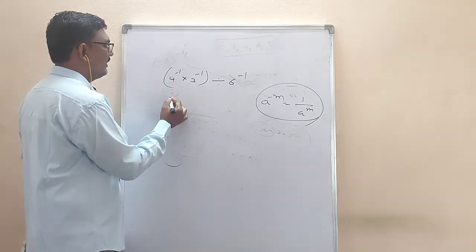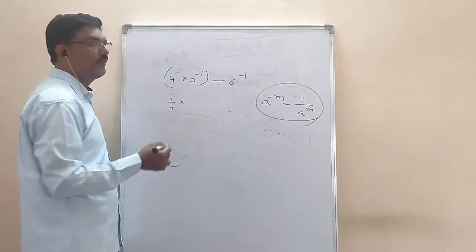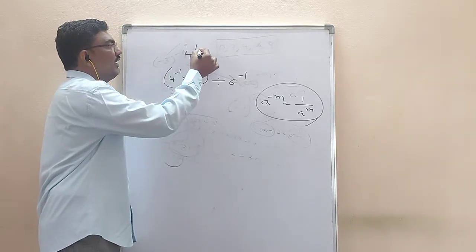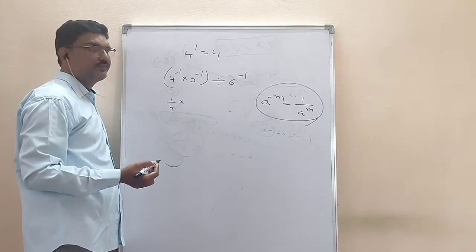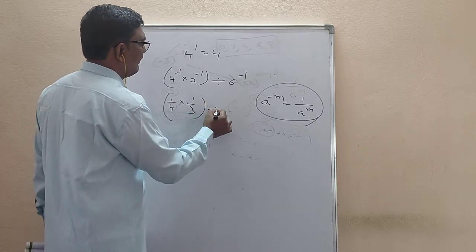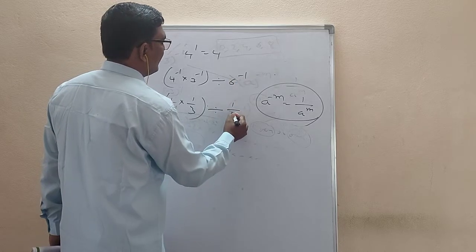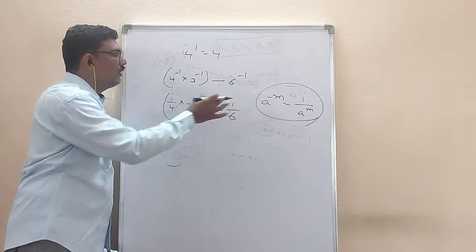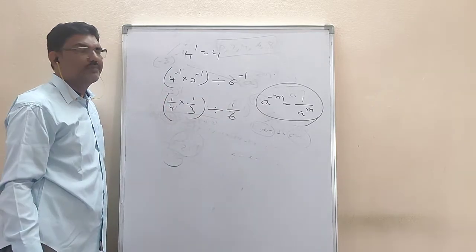By using this, how can you write it? 4 power minus 1, I can write as 1 by 4, because 4 power 1 is nothing but 4 only. Next, 1 by 3, brackets closed, divided by 6 power minus 1, 1 by 6. So by using that formula, I simplified like this.